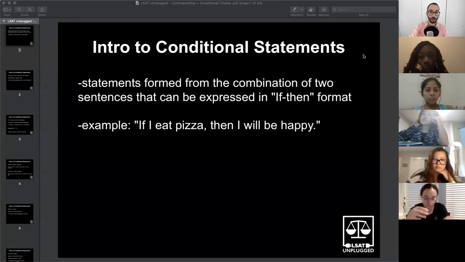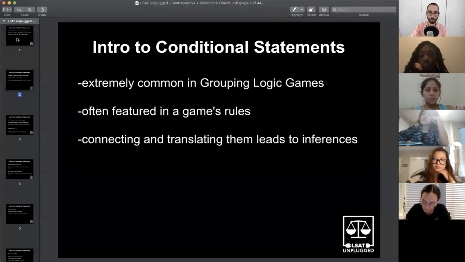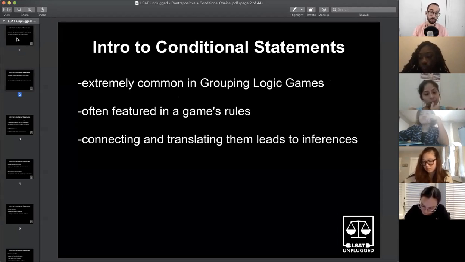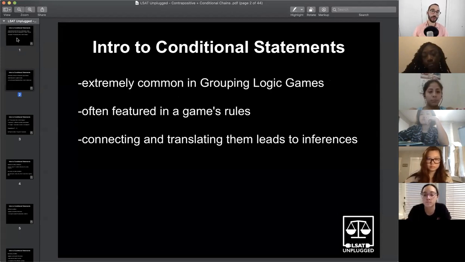So conditional statements, if then, very simple. You've seen them all before, especially common in grouping logic games. Typically you'll see them in the initial rules of the game. And in games, when you have the same variables featured in multiple rules, that suggests that you'll probably be able to link them together in some way. So if you have A requires B and B requires C, you can naturally form a chain. A requires B requires C.